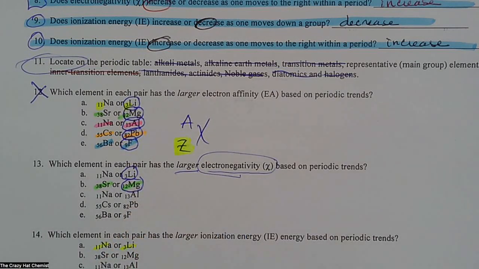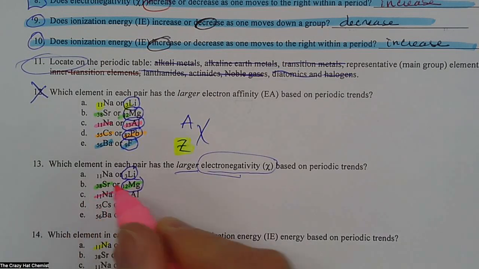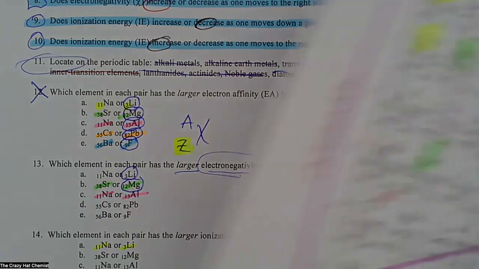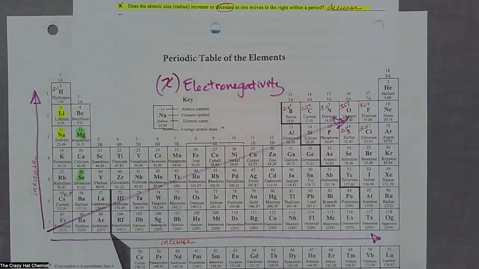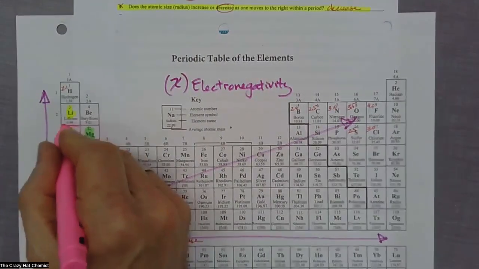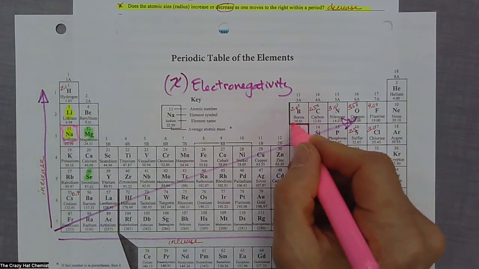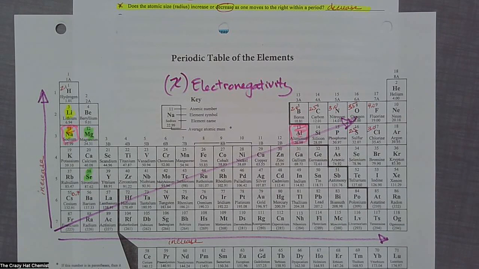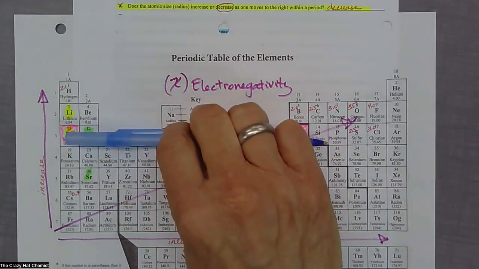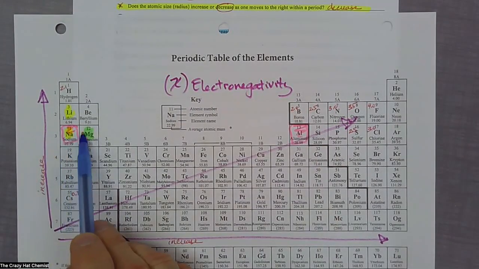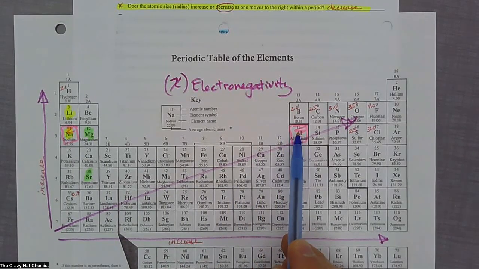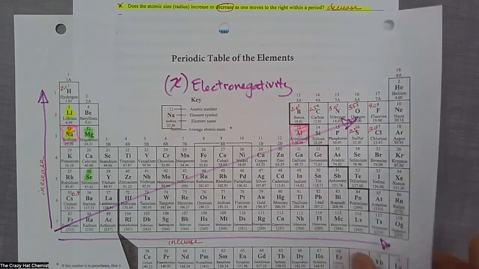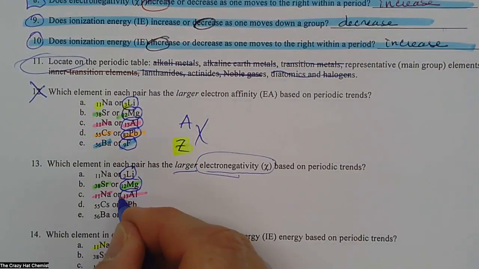All right, the next one is between sodium and aluminum. That's atomic number 11 and atomic number 13. Okay, so which one has the higher electronegativity? Well, they're in the same period, and as you go to the right, they increase in electronegativity, and that would be aluminum would have greater electronegativity than sodium, so aluminum.